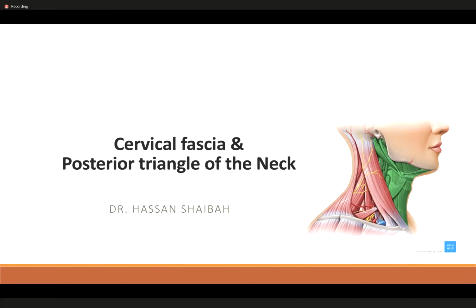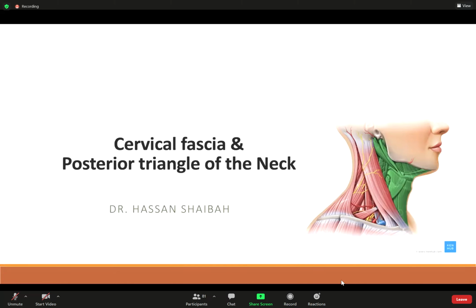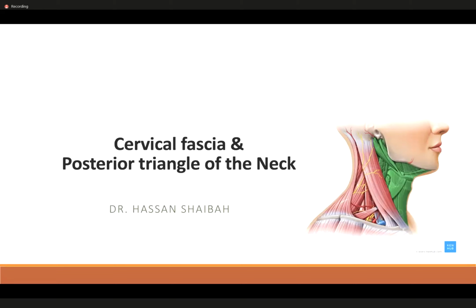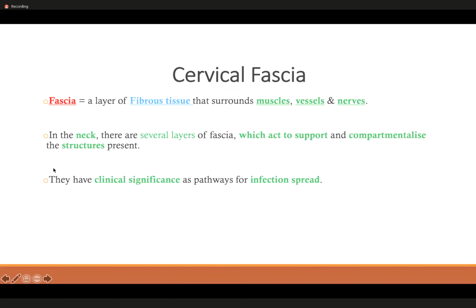So we'll start with the first subject, which basically talks about the fascia that covers the neck. And then we are going to talk about two triangles. The first triangle we're going to talk about is the posterior triangle. And then in the next lecture, we'll be talking about the anterior triangle. So first of all, let's talk about the fascia.